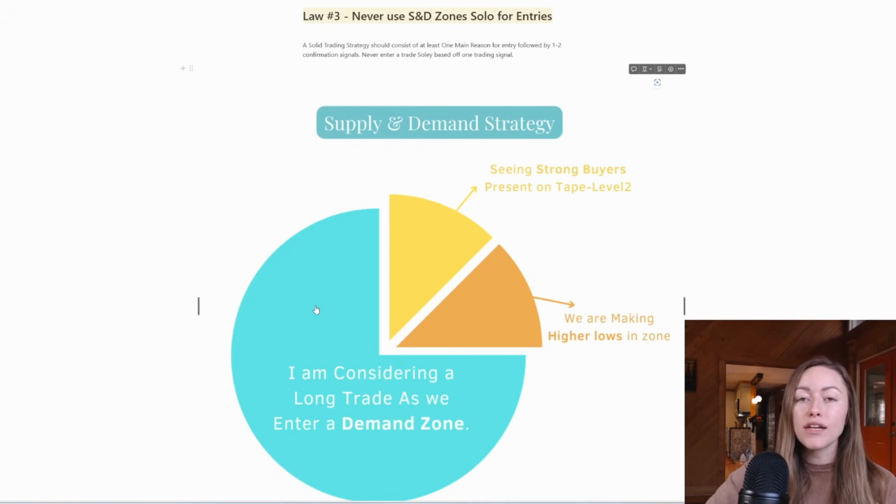However, when we enter that supply and demand zone, I'm still asking myself these two other questions, okay? Those could be, am I seeing strong buyers present on tape or level 2? These are just examples. You don't have to use these. And then the second one being, are we making higher lows in the zone? That is a question I need to ask myself. Are we making higher lows, or are we still seeing lower lows form? Meaning I should not be looking for a reversal trade off that demand zone until I can see higher lows being formed.